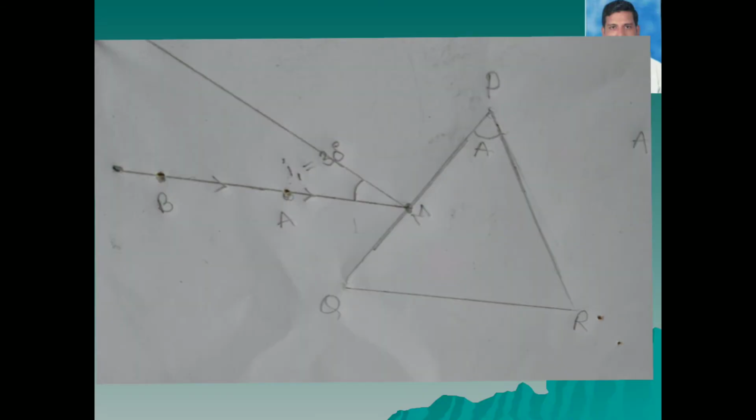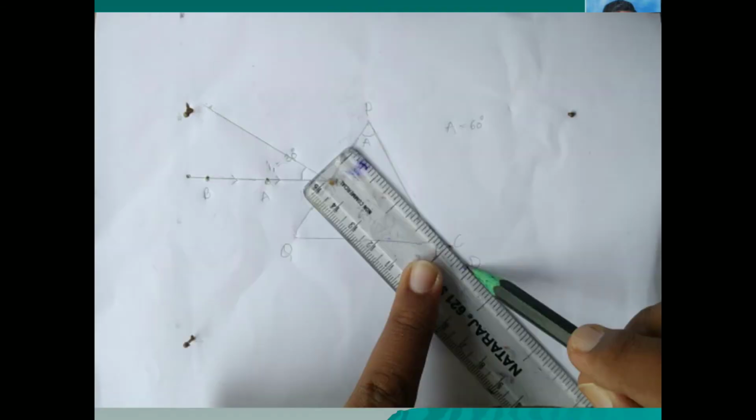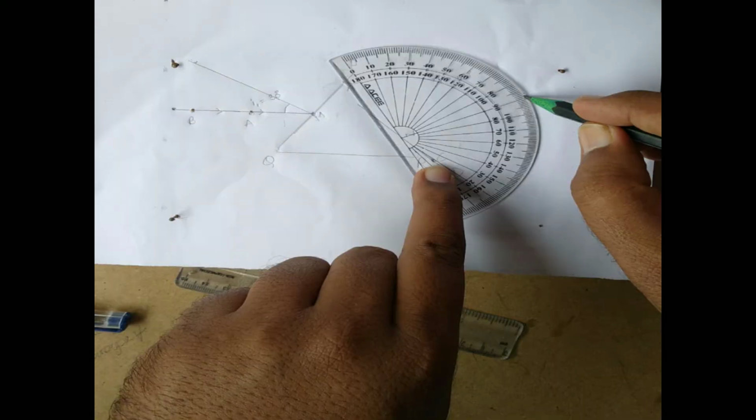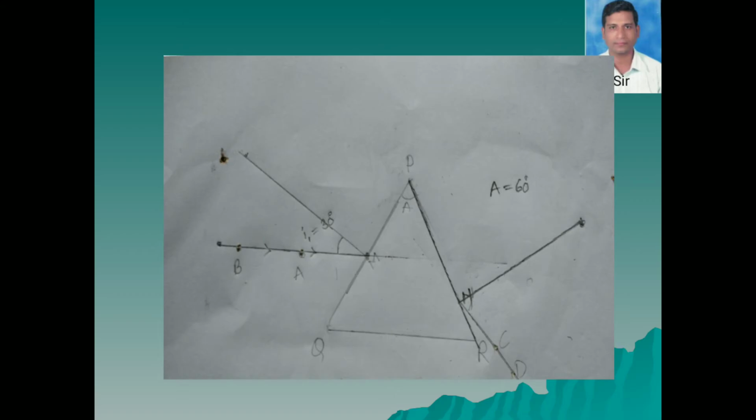Remove the prism and pins. Draw a line joining C, D pinholes to meet the surface PR at N. This line indicates emergent ray. Place center of protractor at N, mark an angle 90 degrees. Draw a line up to N. Now this line is normal to PR at N.